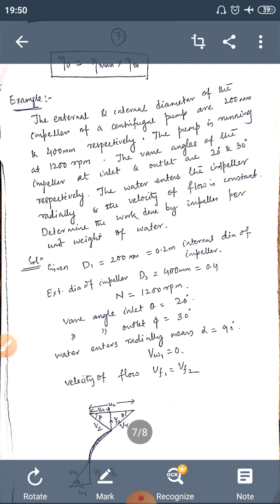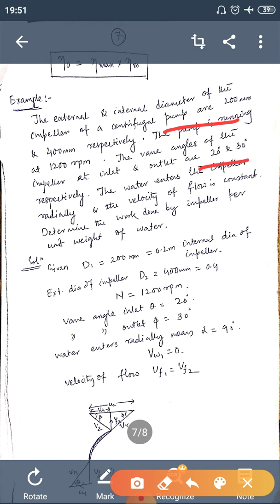And we will see one example, one problem. The external and the internal diameter of the impeller of a centrifugal pump are 200 millimeter and 400 millimeter respectively. The pump is running at 1200 rpm. The vane angles of the impeller at inlet and outlet are 20 degrees and 30 degrees respectively. The water enters the impeller radially and the velocity of flow is constant. Determine the work done by the impeller per unit weight of water.